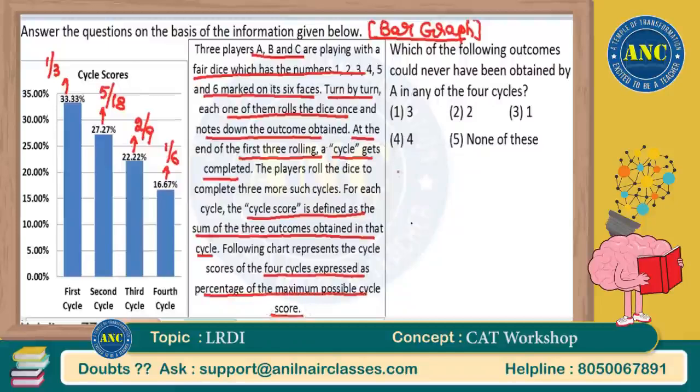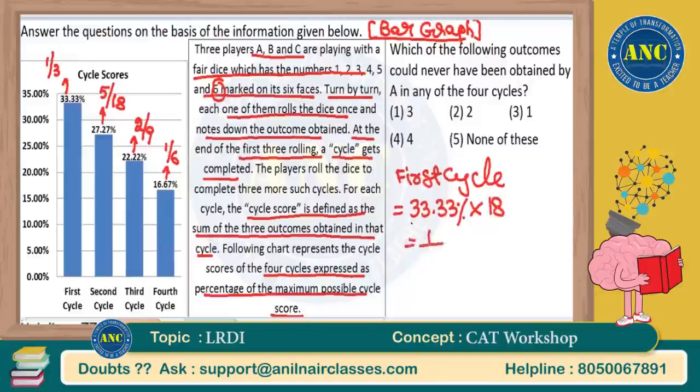So first cycle, listen carefully. First cycle is nothing but 33.33 percentage of the maximum score. So when you are rolling a die, what is the maximum value that can happen on the die? 6. So 3 people are rolling. First one can be maximum 6, second one can be maximum 6, third one can be maximum 6. So maximum score is 18. This is 1 by 3 into 18. 1 by 3 into 18 is 6.